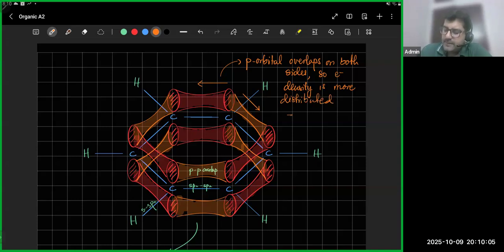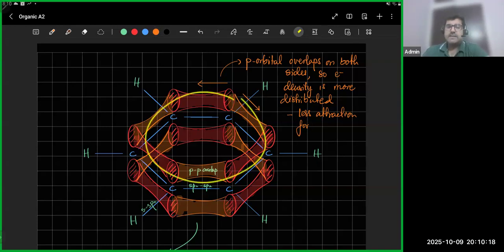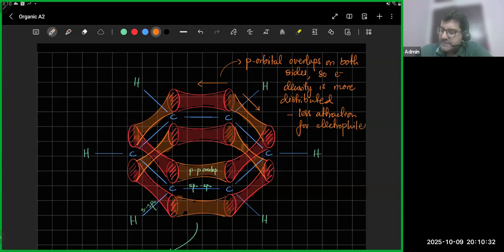So therefore, unlike alkenes, there's going to be less attraction for electrophiles. Although the total number of electrons is more, there's just a lot of delocalized electron cloud, but there's going to be less attraction for electrophiles because overall the charge density is all over the place instead of being concentrated in a small area.